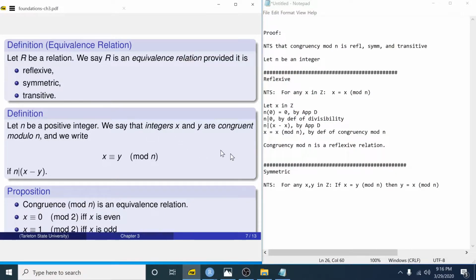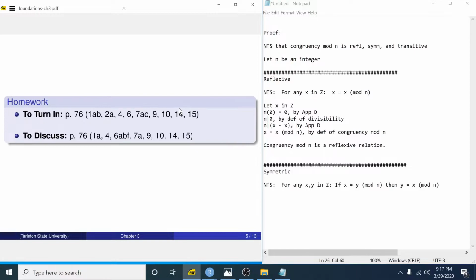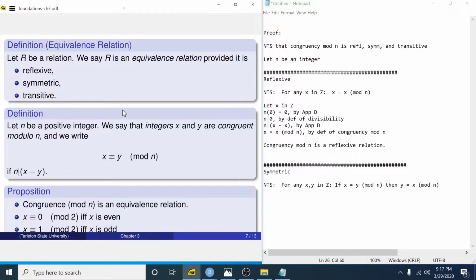So if you get lost and you're like, yeah, I'm not sure what symmetric means, you just have to go back a couple slides, right? This slide says that something is symmetric if for any elements of the domain, whenever x is related to y, y is also related to x. And that's what we have here, right? For any x, y in our domain Z, the integers, if x is congruent to y mod n, then y is congruent to x mod n. So this congruency mod n is our relation right now. So that's what we need to show.